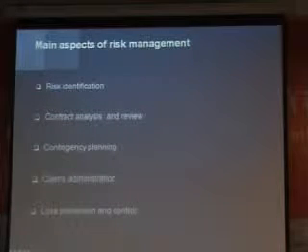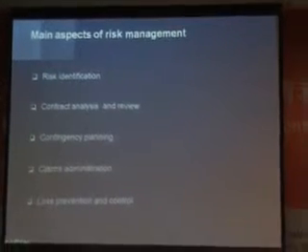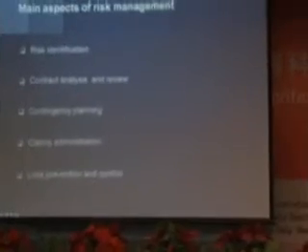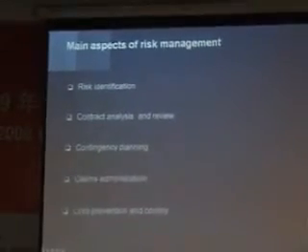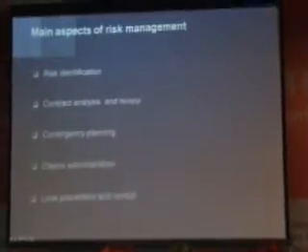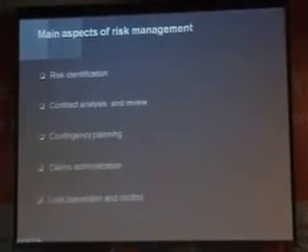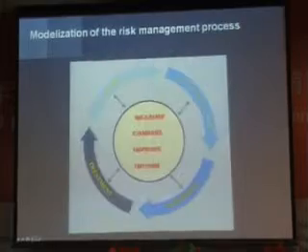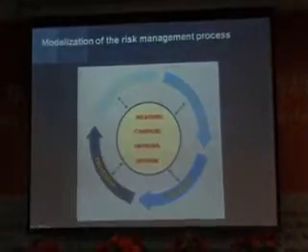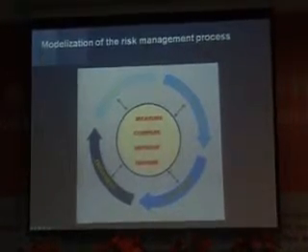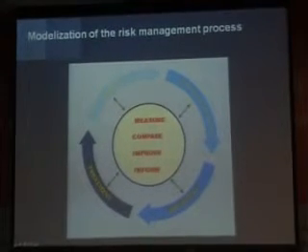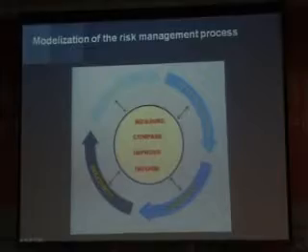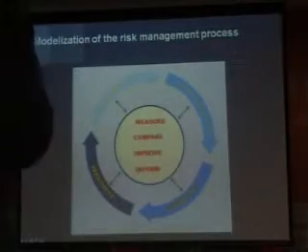So we will see during this speech 5 areas of risk management, which are risk identification, contract analysis and review, contingency planning, claims administration, and loss prevention and control. The modelization of the risk management process is very simple, but it's a long way. Just to give you an example, for the risk management process in Beijing, we worked for more than 3 years.